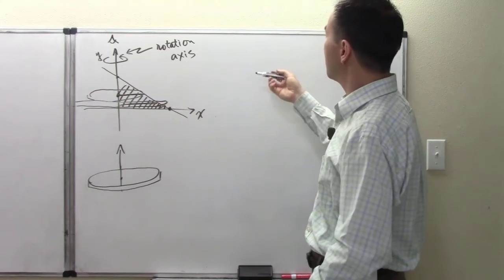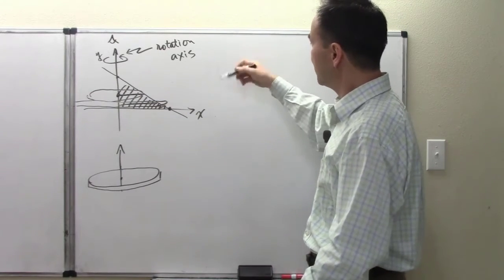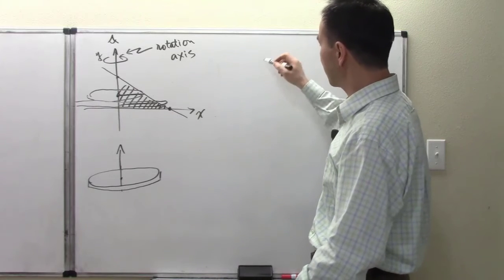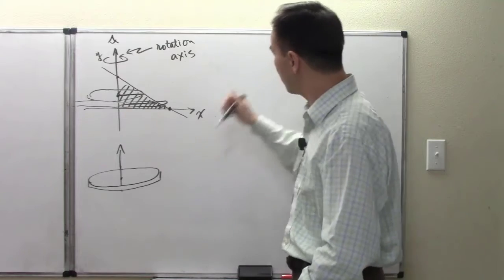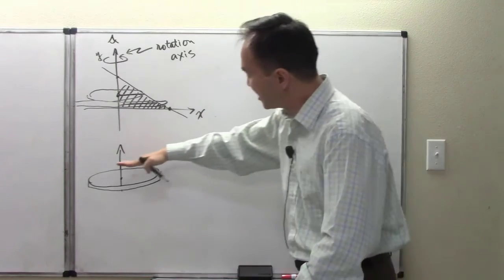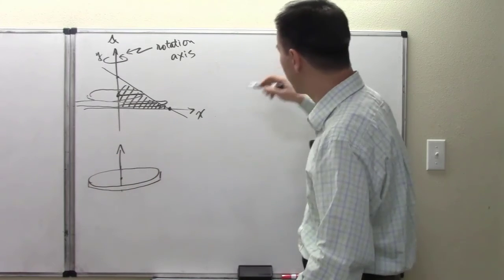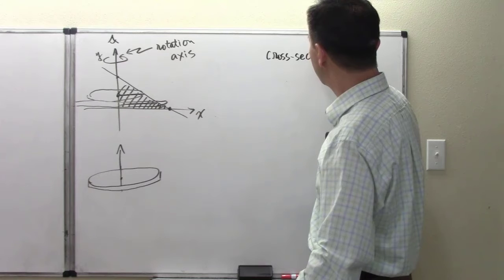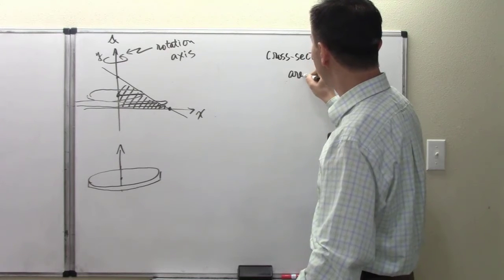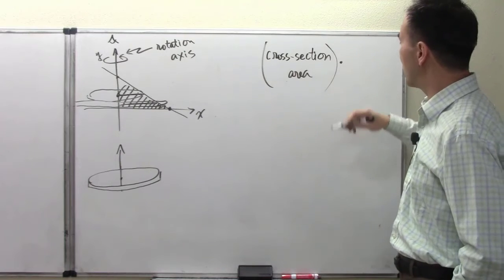Using the disk method here, what I fundamentally want to introduce is that for each disk, the shape of the disk is the cross section, so we always want to find the area of the cross section. The cross section area. That's the fundamental that I want anyone to catch right here.